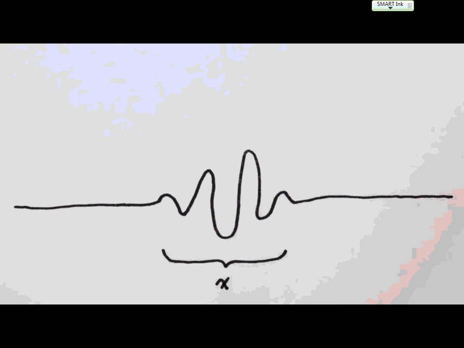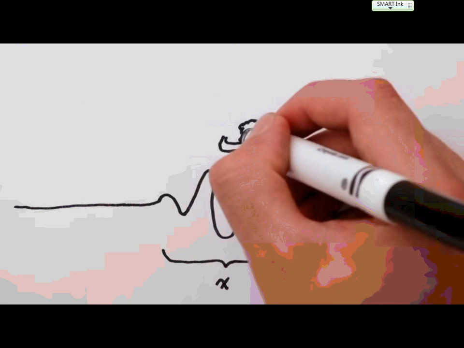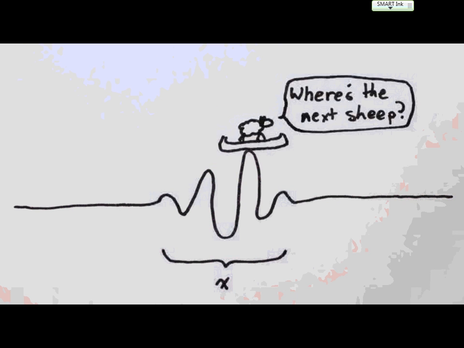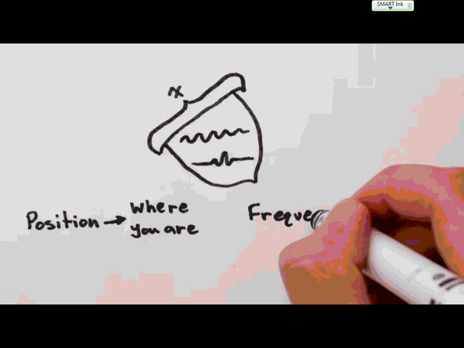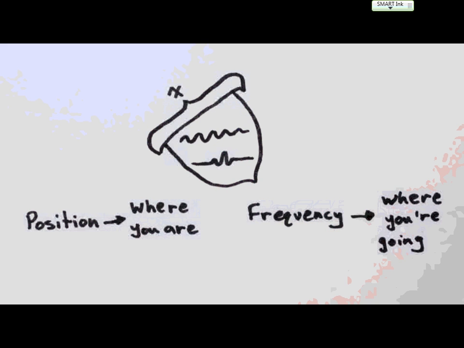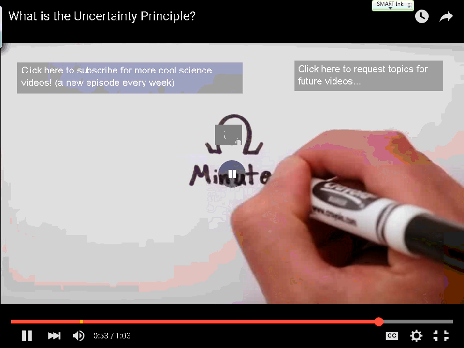So now that we know where the pulse is, what's its frequency? Well, a localized pulse doesn't really wave, so we can't measure the frequency of its crests. And that's the uncertainty principle in a nutshell. You can either know where a wave is or where it's going, but not both at the same time. And that's the same thing with the electrons.